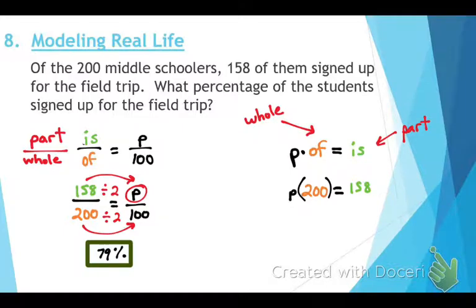Let's go to the right-hand side. If you solved it with the percent equation, you have to divide by 200 on both sides. When you do that, you got 0.79. What should I do with that decimal? Move it 2 times to the right so that we can make that 79%.